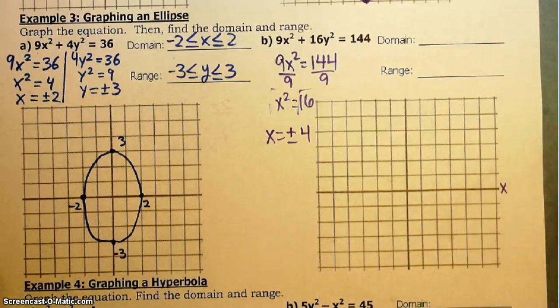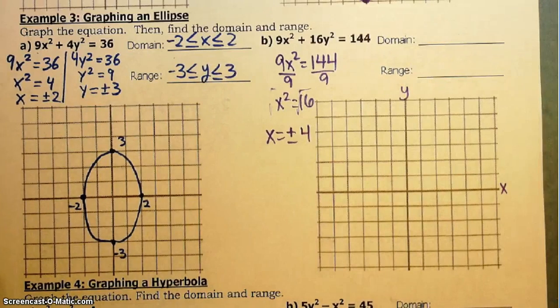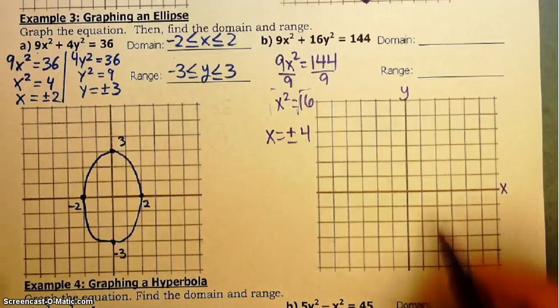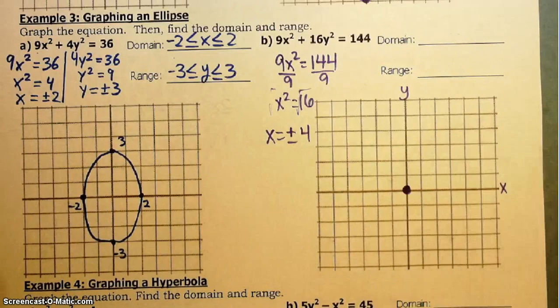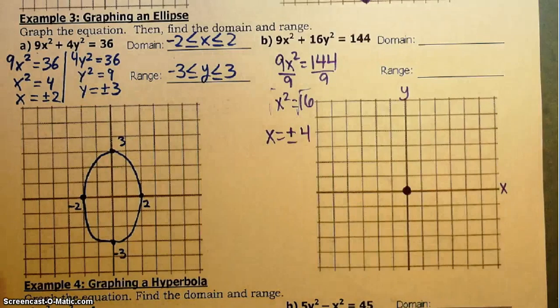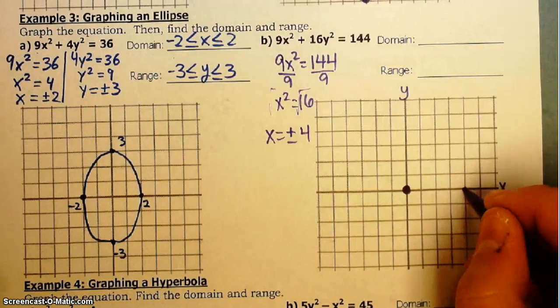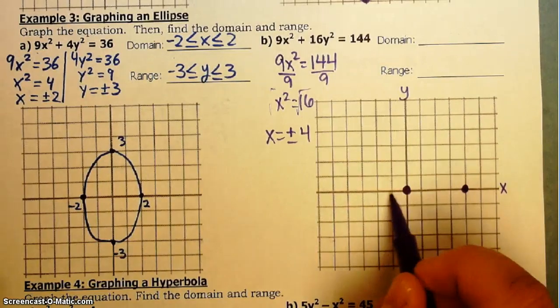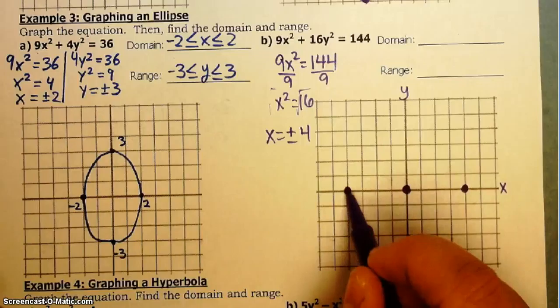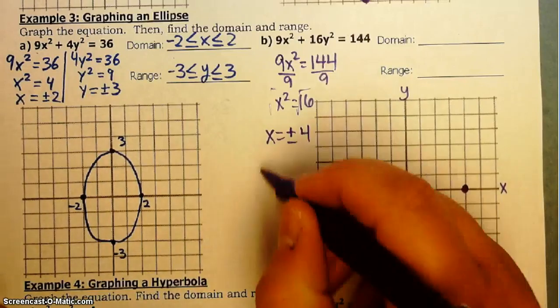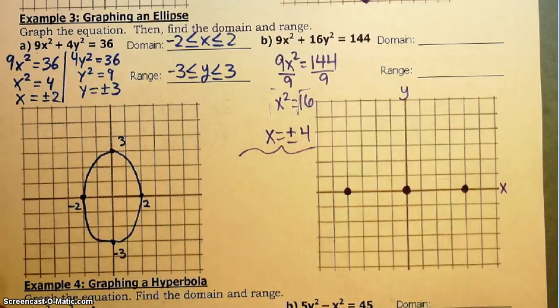And just let me label this real quick. That's my x-axis. That's my y-axis. So I'm centered at 0, 0. All these guys today are centered at 0, 0. So we're going to go 4 over to the right, and that's the positive 4. 4 over to the left, that's your negative 4. Those are our x-intercepts. I was writing too big, of course.